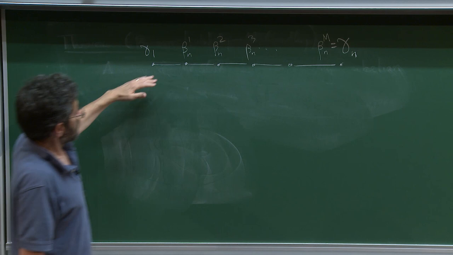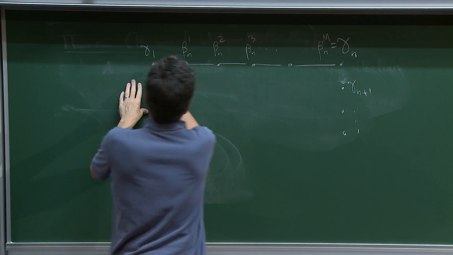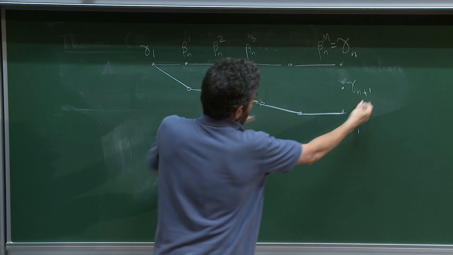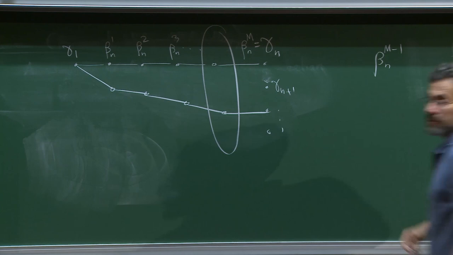And I can do this for every n. So there's kind of a picture. These guys are converging. Let me draw this sequence, right? So these are kind of gamma n plus 1 and so on. So there's sort of a sequence like this of length m for every n. So let's look at the penultimate column in this diagram. So look at beta n m minus 1. Okay? That's a sequence of geodesics.